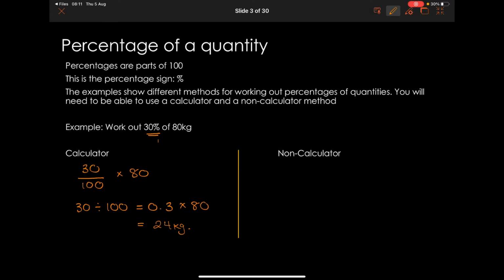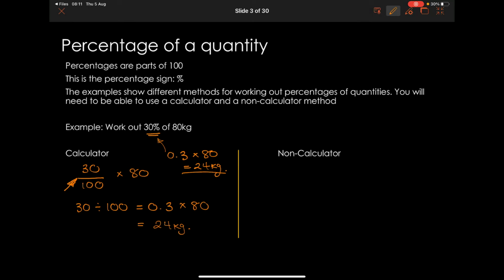Now, you might already know that the decimal version of 30% is 0.3. If you do, you don't have to do this part. You can just do 0.3 times 80 and it will still give you 24. Okay, so done.